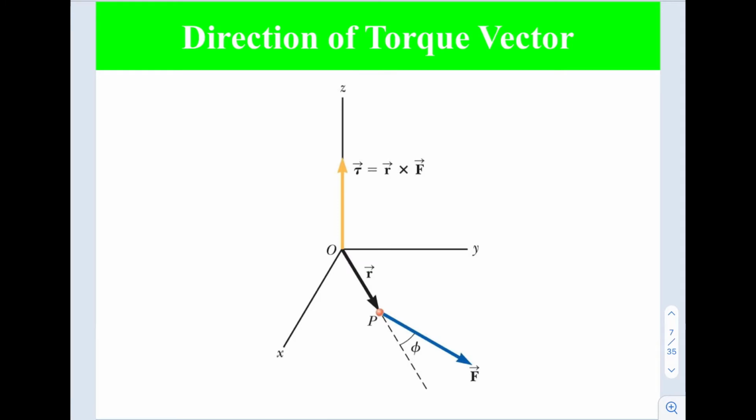Right, direction of torque vector. Okay, so again, place your 4 fingers along R, and then grab towards the F. You actually may rearrange the F here. Force can be shifted as long as you maintain the magnitude of it, the length of it, and also the direction of it, which is the angle. So this is simpler, right? Place your 4 fingers along the R and then grab towards the F.